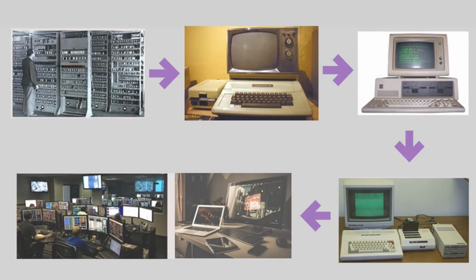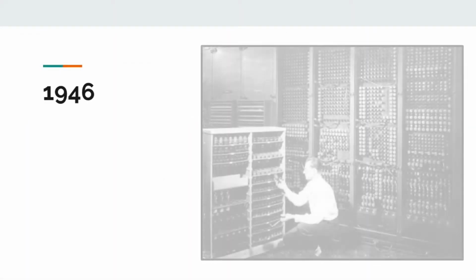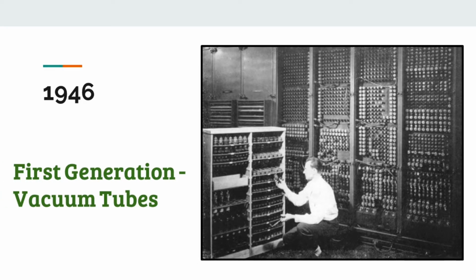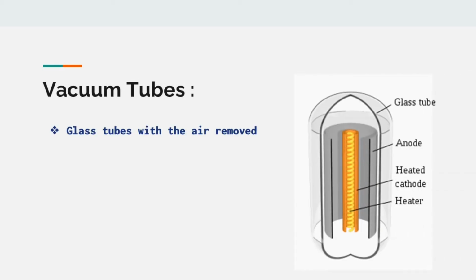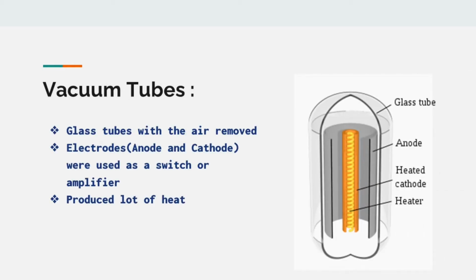The first computers were built around 1946 and they were huge. This is because they used vacuum tubes. Vacuum tubes were glass tubes with the air removed, thus creating a vacuum, and they contained electrodes which were used as a switch or amplifier. Vacuum tubes produced a lot of heat and took up a lot of space while doing so. So first generation computers were expensive to maintain and slow in operation compared to those models that obviously evolved later.